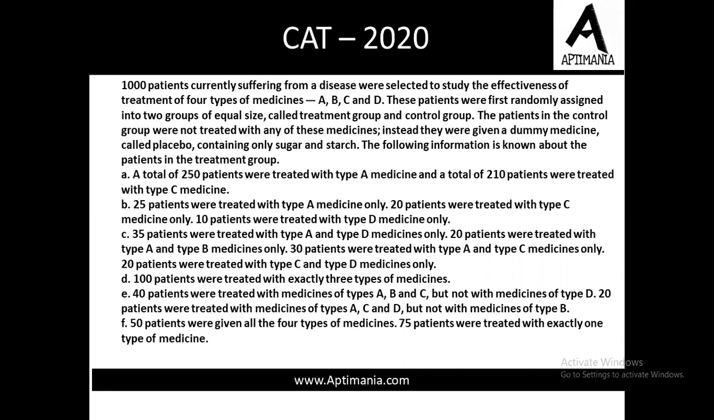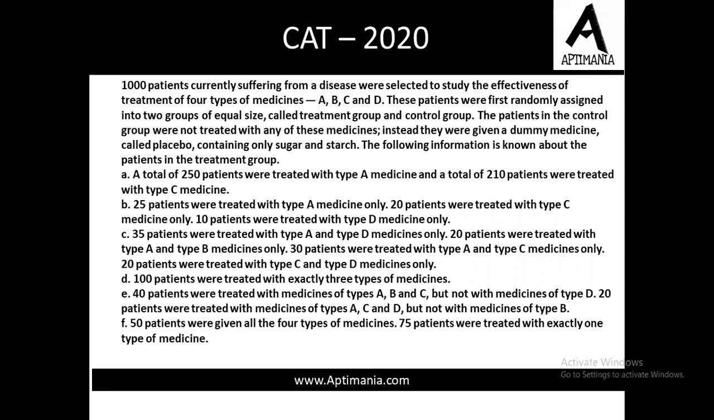These patients were first randomly assigned into two groups of equal size called treatment group and control group. So out of 1000 patients, 500 were assigned to treatment group and remaining 500 to control group. The patients in the control group were not treated with any of these medicines. Instead, they were given a dummy medicine called placebo containing only sugar and starch. The following information is known about the patient in treatment group.